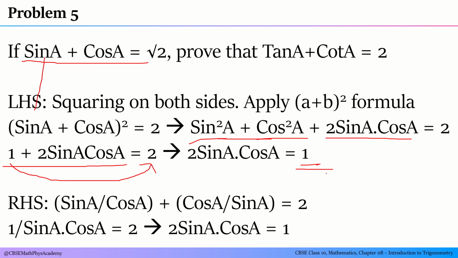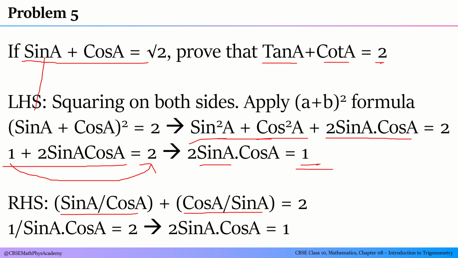Now we are going to solve a bit on the right hand side also to see whether we get the same equation. The right hand side is equal to, I am going to substitute the base values: tan a with sin a by cos a, and cot a with cos a by sin a, is equal to 2. So I am going to take the LCM and add it.